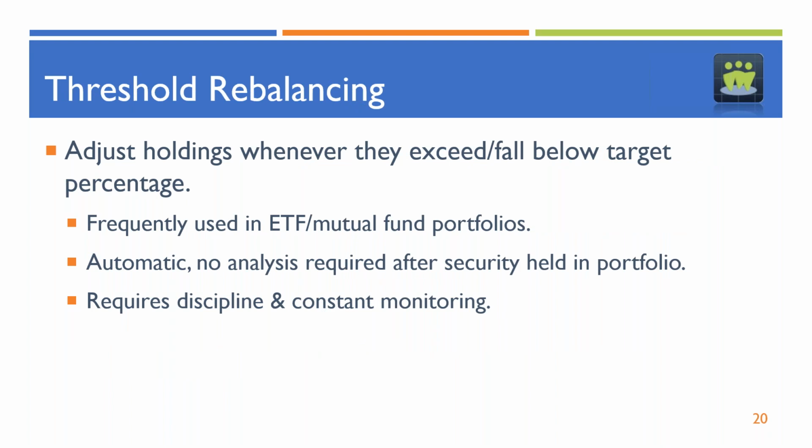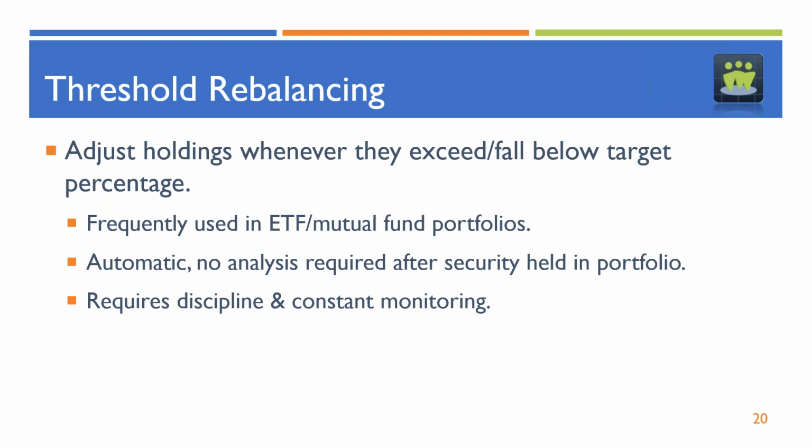Another approach to rebalancing is known as threshold rebalancing, where you adjust your holdings whenever they fall below the target or exceed that target percentage that you set up. Again, frequently used in ETF or mutual fund portfolios. It's automatic. You don't have to do a lot of analysis or monitoring of your portfolio other than watch the percentage allocations. This does require a lot of discipline, and it requires a lot of constant monitoring. If it's not automated, then you are in the position where you've got to make tough decisions, perhaps, where your emotion gets in the way of selling the securities, the ETF or fund that is performing well, on a frequent basis.